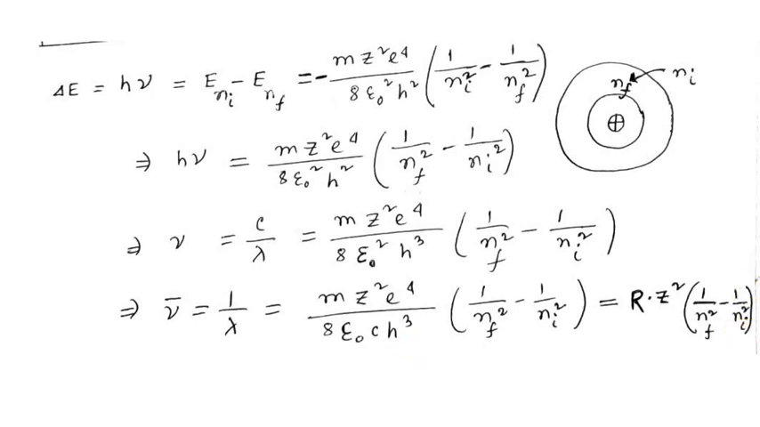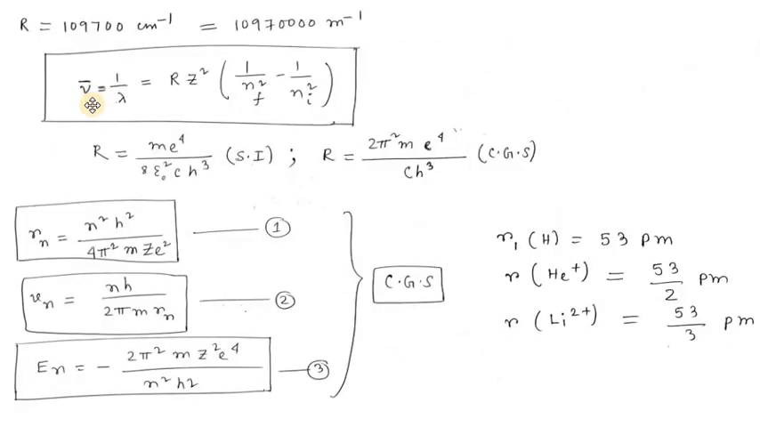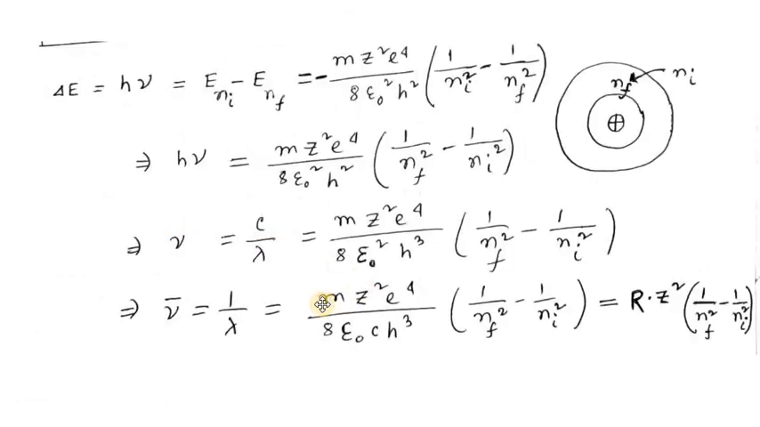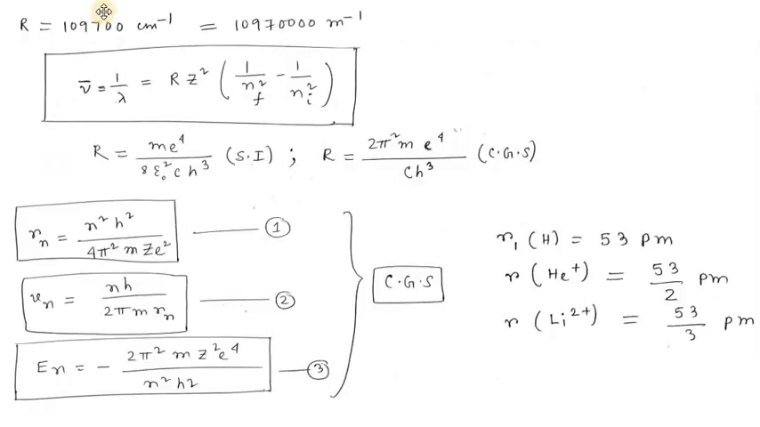You know about the equation already, right? So the Rydberg constant, if you put the different values, the mass of electron, charge of electron, epsilon value, c, light speed in vacuum, then h, Planck's constant, then you will get in CGS unit 109700 centimeter inverse, and in the meter SI unit 10970000 meter inverse. Okay, so getting all these values.